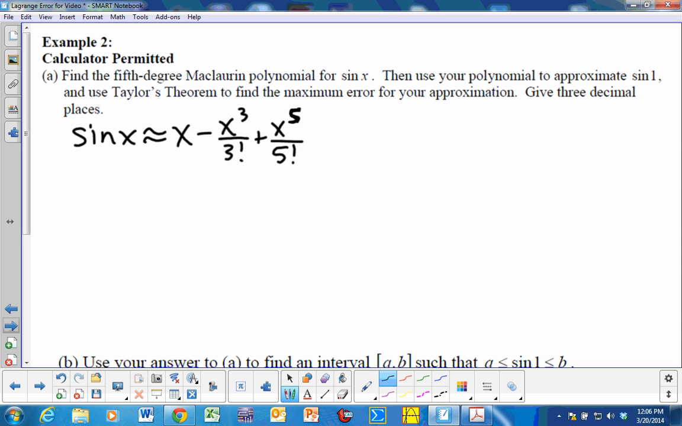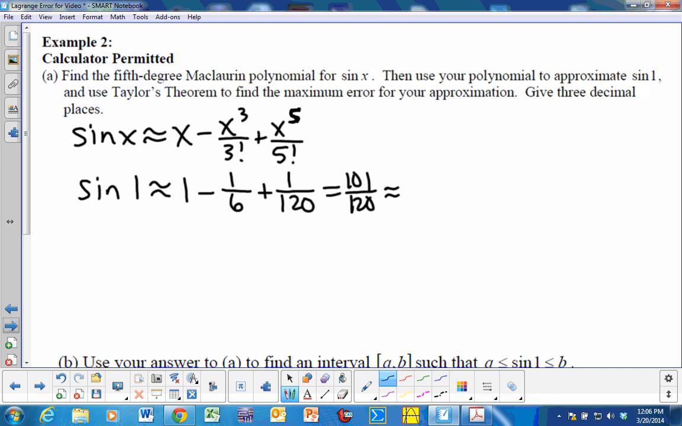So that's my approximation. So that means that sine of 1 is approximately equal to 1 minus 1 over 3 factorial, which is 6, plus 1 over 5 factorial, which would be 120. And if we were to add all of those up, we'd get 101 over 120. But we want to put that in the calculator because we want an approximation, because it says 3 decimal places. So I'm going to put more than 3 decimal places. But that's what we get when we do that in the calculator. And so this is P5 at 1. That's the 5th degree polynomial evaluated at 1. So that's our guess for what sine of 1 equals.